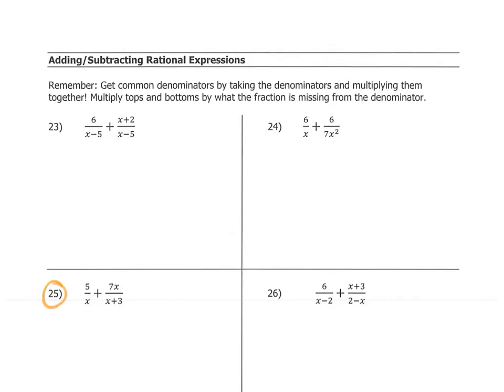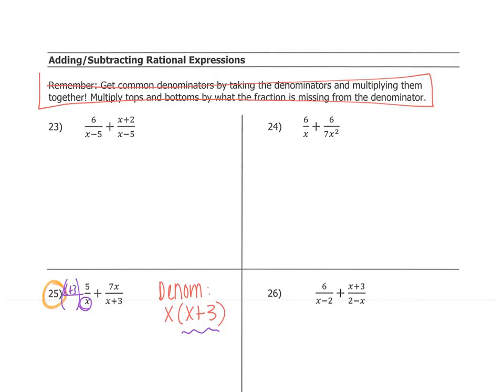When you add and subtract, I've got this reminder here for you. Get a common denominator by taking the denominators and multiplying them together. So our first step in number 25 is to write out denom, take our denominators and multiply them together. X parentheses x plus 3. Multiply the tops and the bottoms of each fraction by what it's missing, it says. So I have a fraction on the left that has a denominator of x, so it's missing x plus 3 on the top and on the bottom. The fraction on the right has an x plus 3, so it's missing an x on the top and on the bottom.